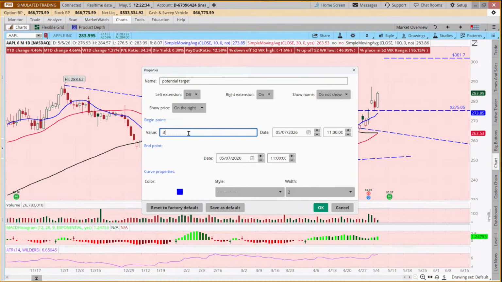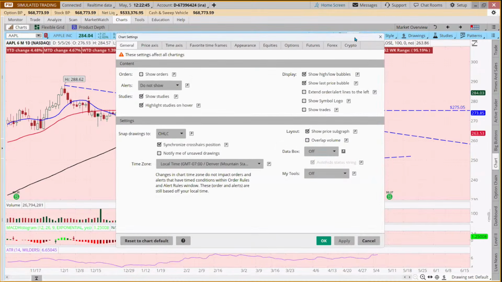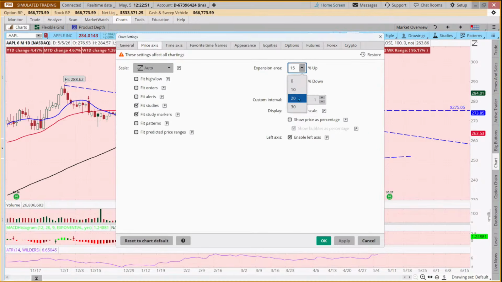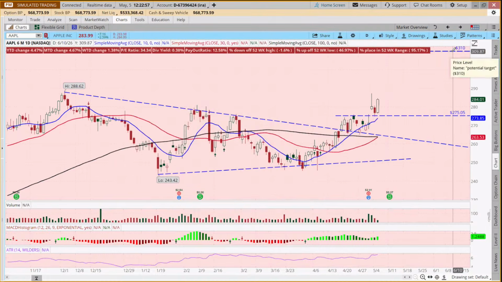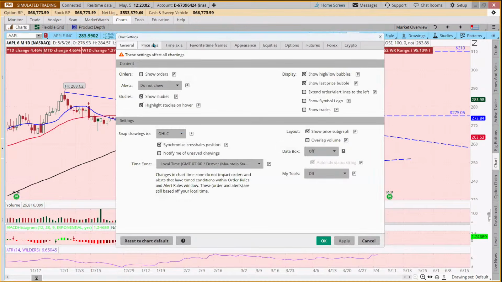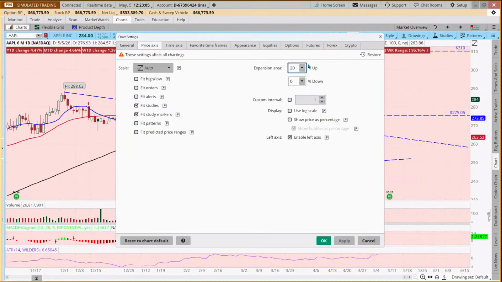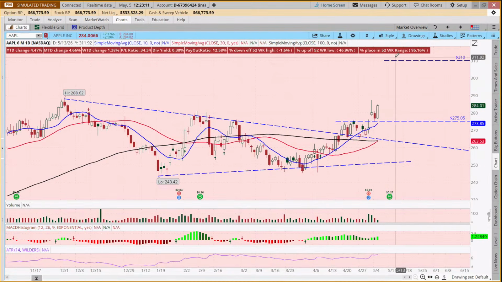Now, does it mean that if you place a trade, if you buy the stock, you have to place that target? No. And you see, it's not even showing on our chart. So to get that to show up, if we click our sprocket and come to our price axis, we can say we want this to be 20% up. So now we can see it right up at the tippy top. Well, let's make it 25 so we can see it a little clearer.